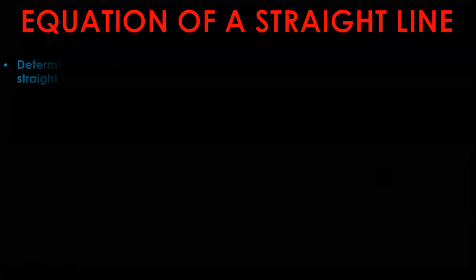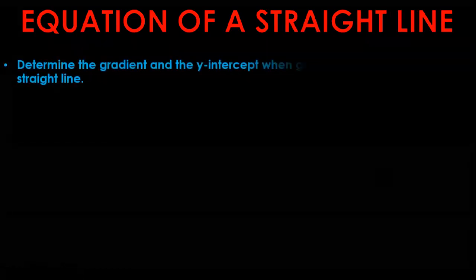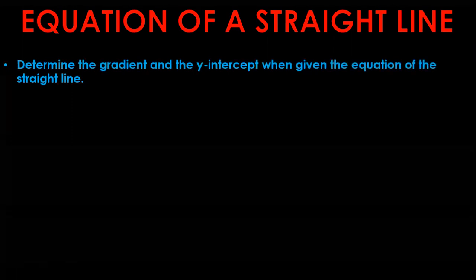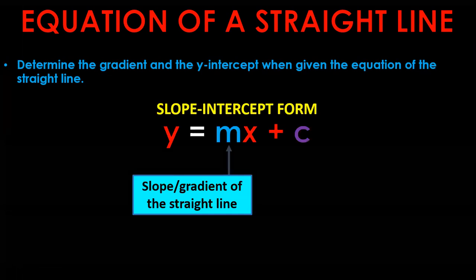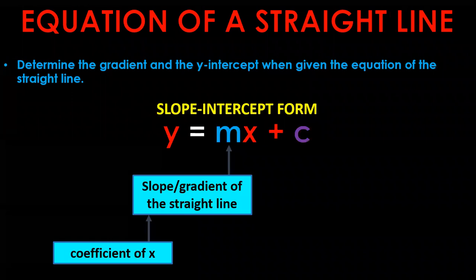Today, we are going to determine the gradient and the y-intercept when given the equation of the straight line. To write the equation of the straight line, we are going to use the slope-intercept form, which states y is equal to mx plus c, where m is the slope or the gradient of the straight line, and m is also the coefficient of x.